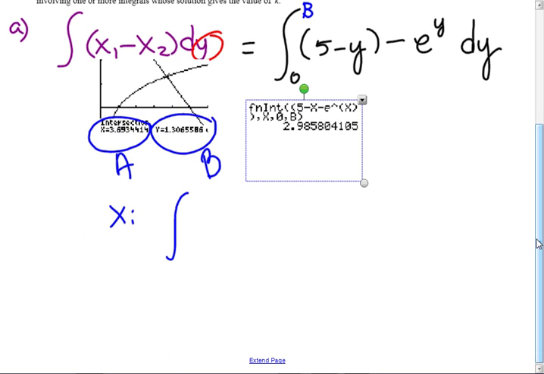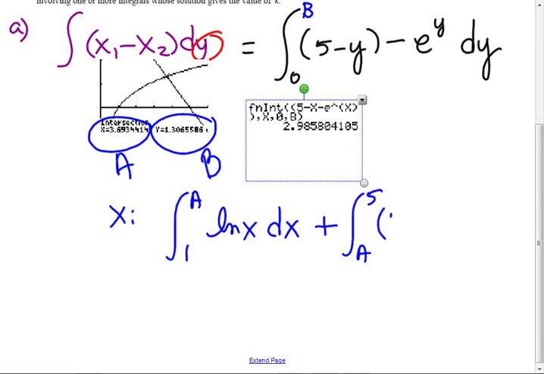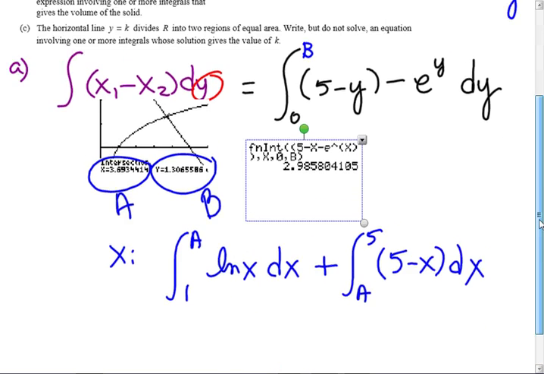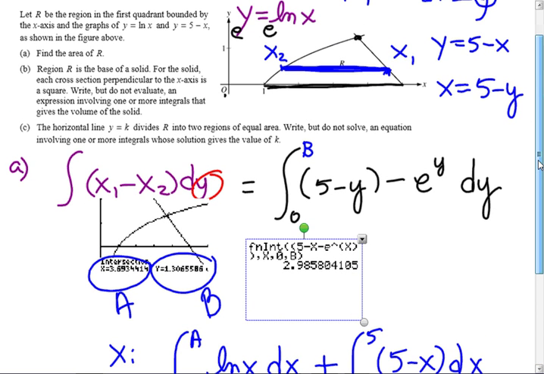1 to a, and that's the log function, ln of x, which you cannot integrate by hand in this class without integration by parts. And it's going to be plus the integral from a to 5 of 5 minus x. Is that right? You will get the same answer. And I need that for B. Okay, and B has a lot of words, but that's okay.